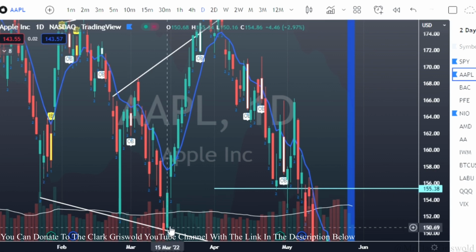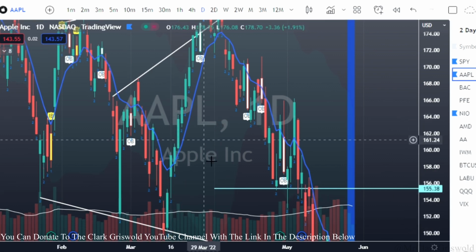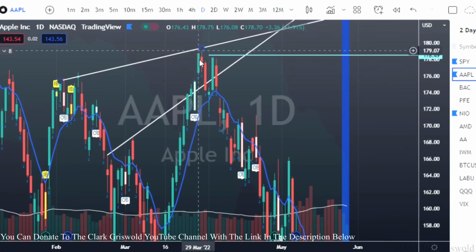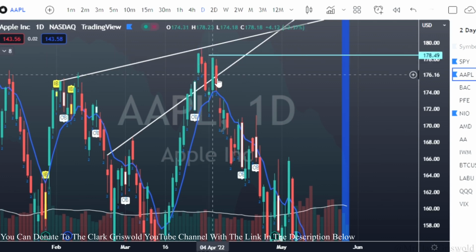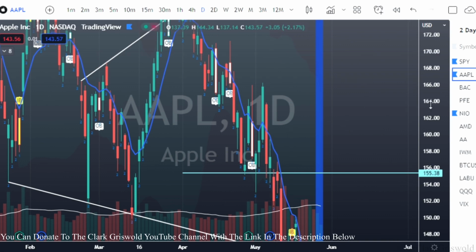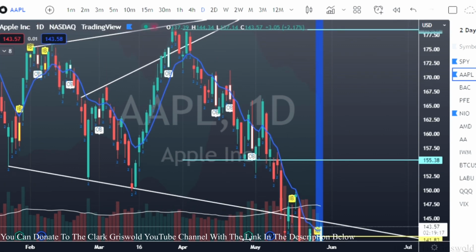And what did we do? We went all the way back up. Okay, through this broadening formation that I drew and tagged here. Okay, and then we started coming back down again. And what did we do? We tagged the bottom of the broadening formation.